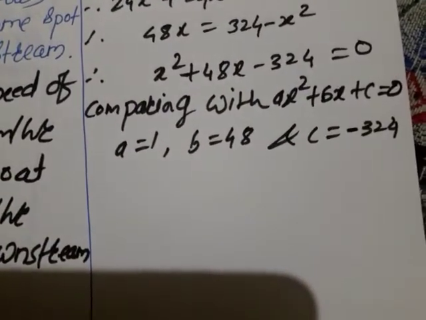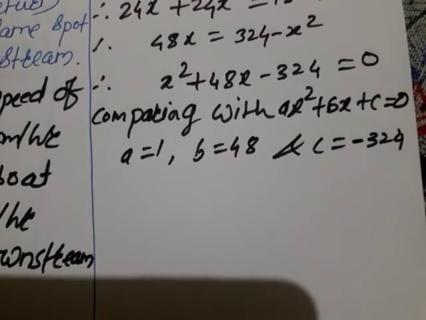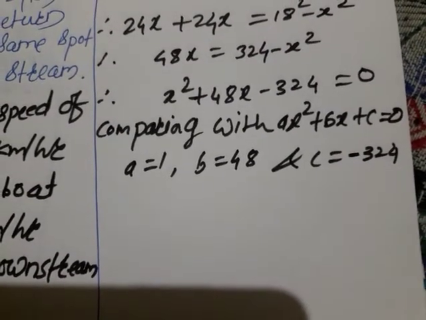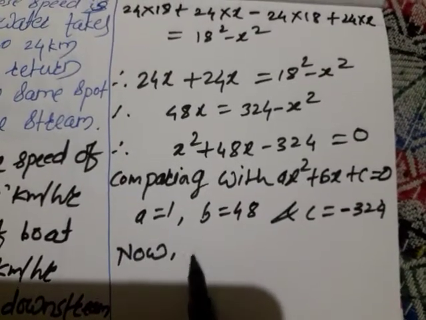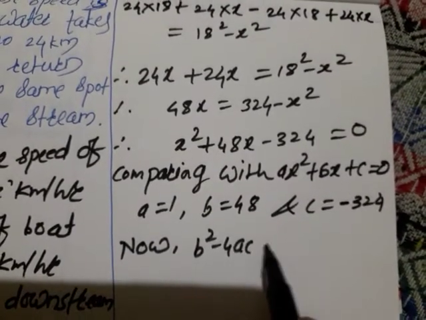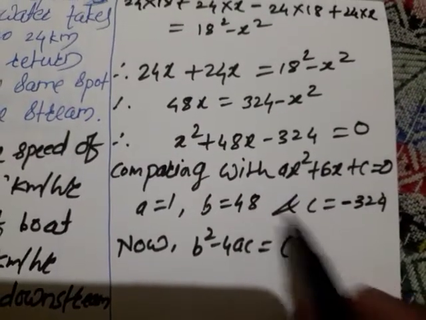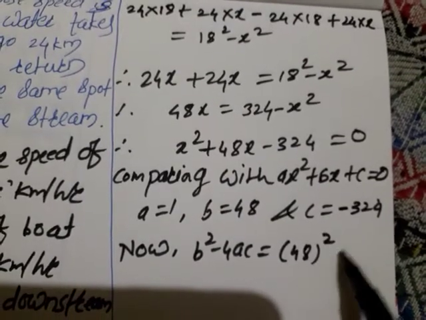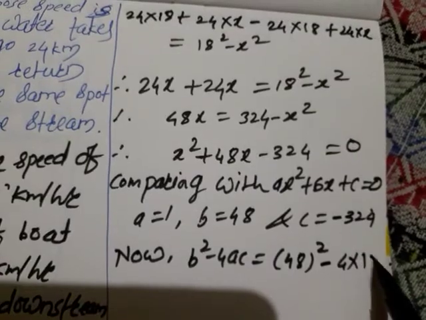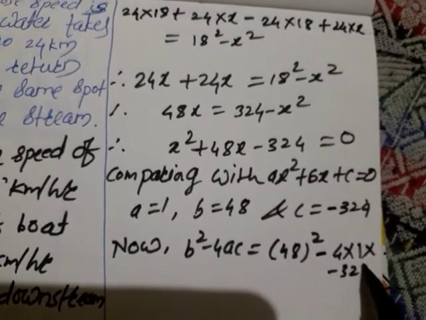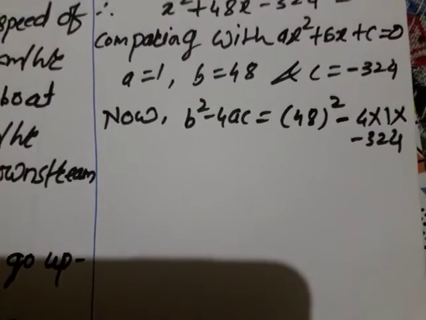a is equal to 1, b is equal to 48 and c is equal to minus 324. Okay, now b square minus 4ac is equal to, what is the value of b square? Look here, b की वैल्यू क्या है 48 स्क्वायर माइनस 4 इंटू a की वैल्यू 1 इंटू माइनस 324. What I got here, minus 324.